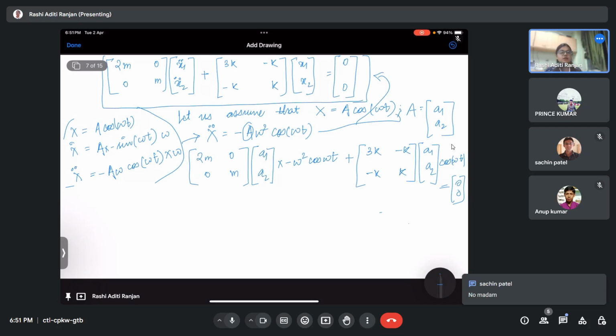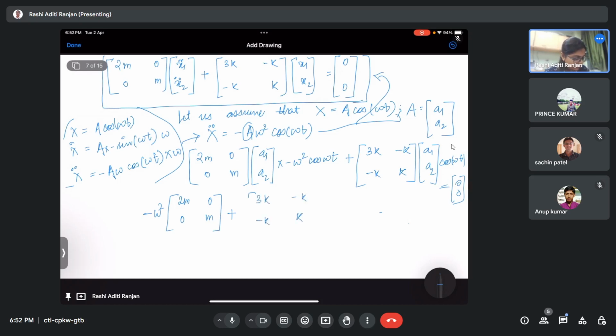Okay, so this is what I get now. If I take common, what am I going to get? If I take these things common, I'll get something like [2m 0; 0 m] whole multiplied with minus omega square, plus [3k -k; -k k], this whole into cos of omega t, into [A1; A2] cos of omega t is equal to [0; 0], right? This is what I'll get.